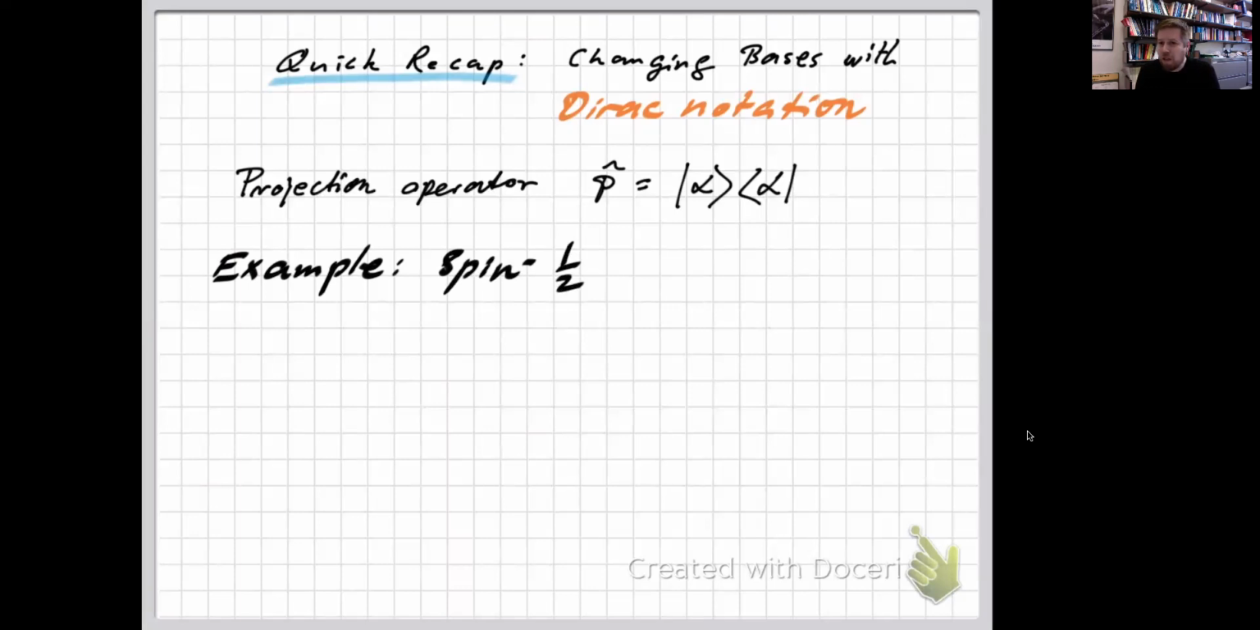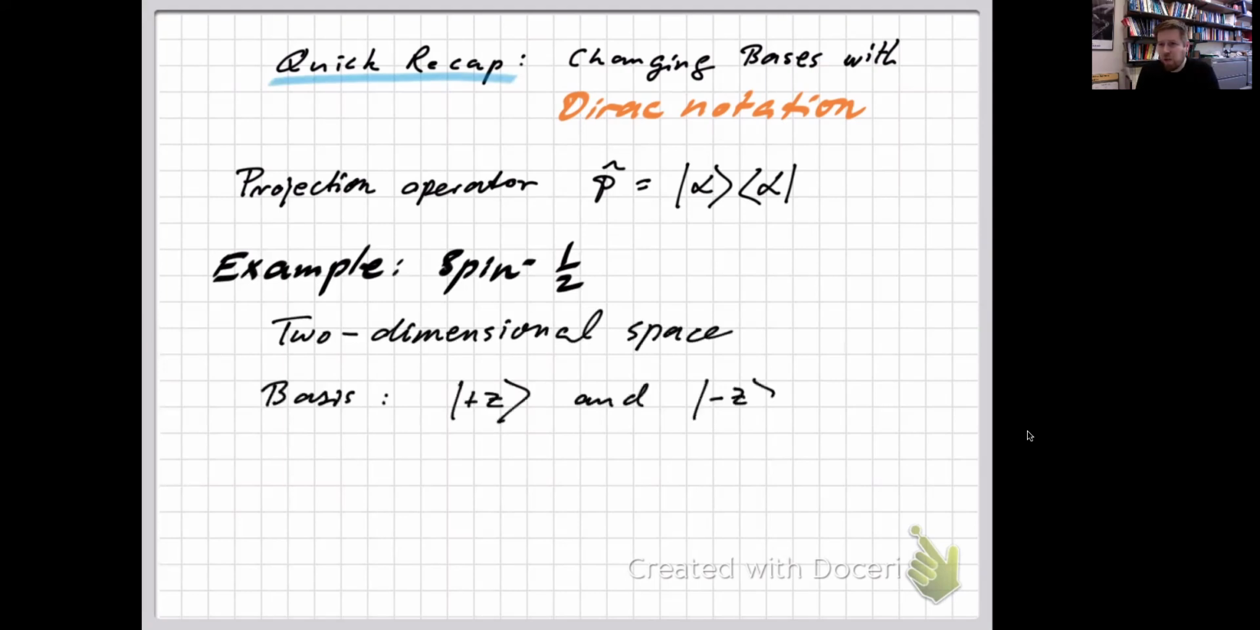spin 1/2. The nice thing about spin 1/2 systems is that they're two-dimensional, right? You have spin up and spin down, and those are the only two possible states along a particular axis. So it is certainly two-dimensional, and we only need two vectors, two kets, to span that space. Why don't we use plus z and minus z, right? And we call that spin up, and this one spin down.